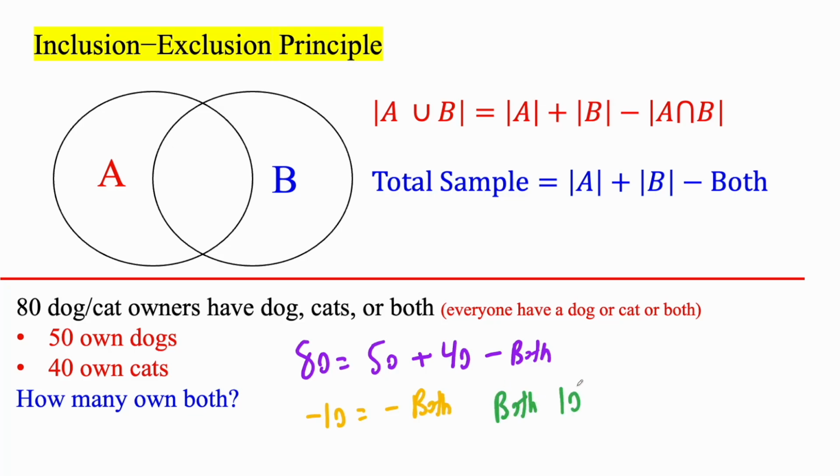Now let's think about this problem. So this area right here is 10, and this covers people who own both a dog and a cat. Now this area right here would have to be 50 minus 10, so 40 just own dogs. They don't have a cat. Likewise, for the cat owners, this area it must be 30 because 40 own cats. So 10 who own both, so they have a dog and a cat, and 30 who just have a cat. And if you add it up, you'll get 80.